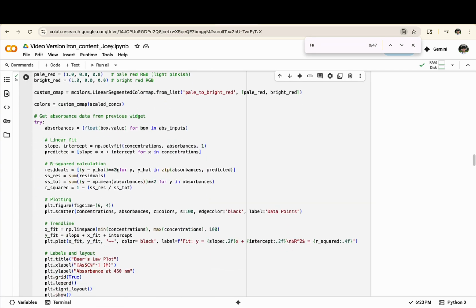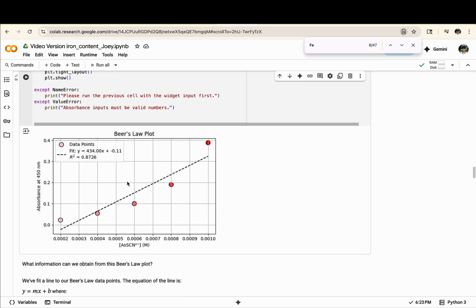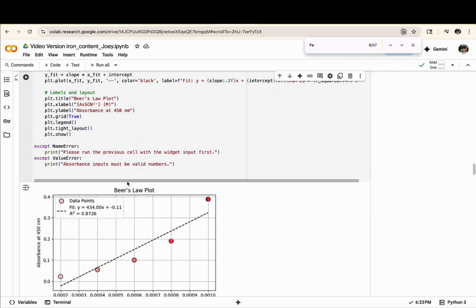So here we've obtained the line of best fit, and it can be used to solve for the unknown concentration of arsenic in our water, but you'll use yours to calculate the concentration of iron in your prepared samples from cereal.